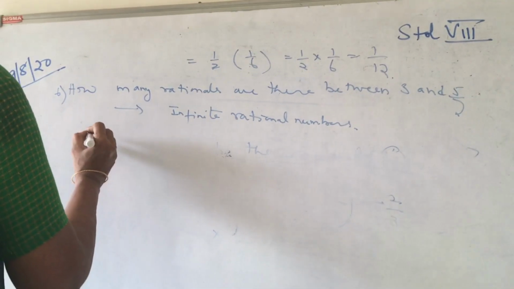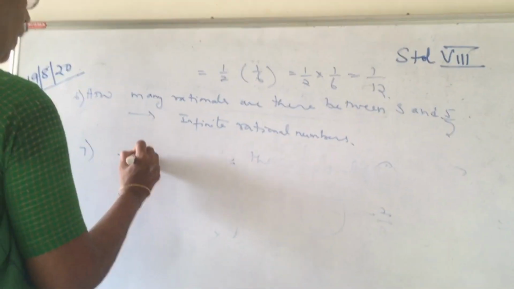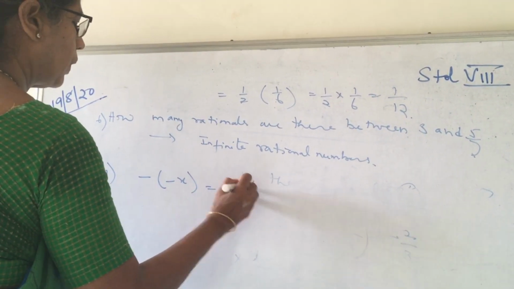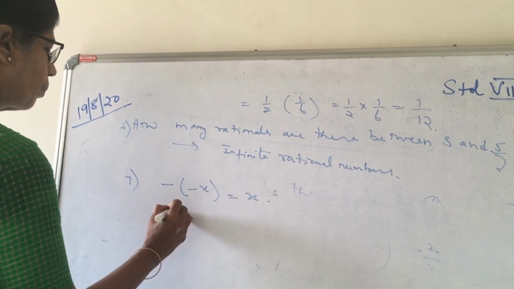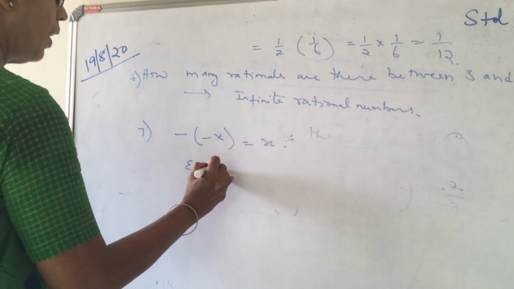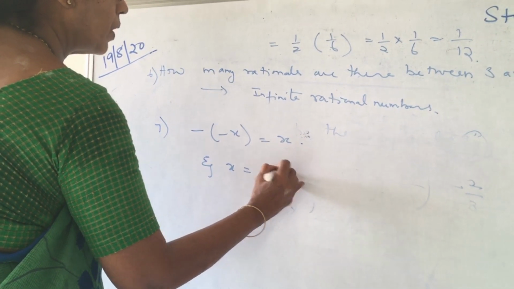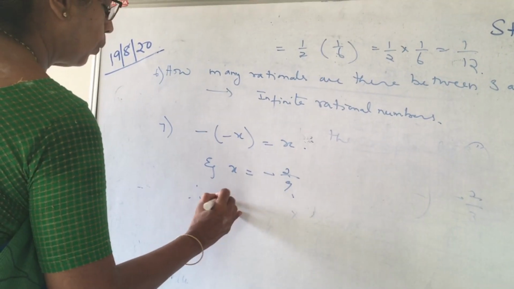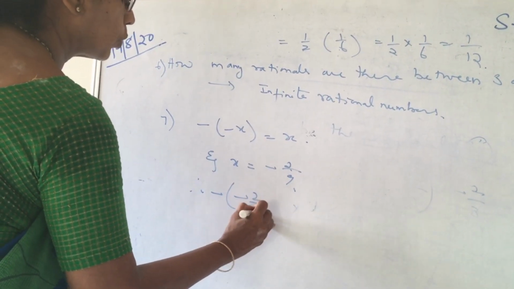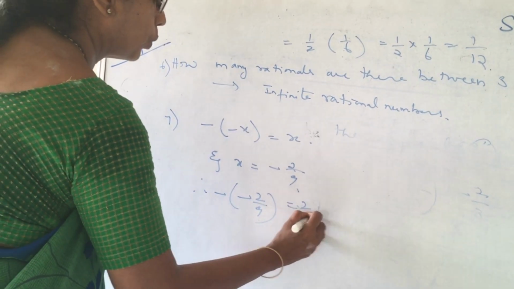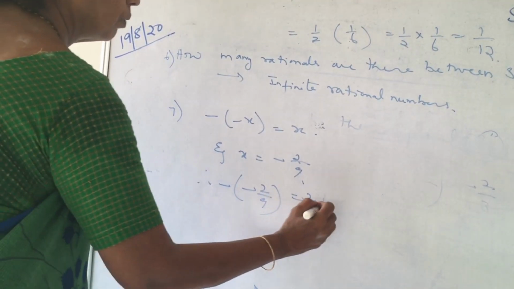Yes, children. 7th, minus of minus x is equal to x. Example, x is equal to minus 2 by 9. Therefore, minus of minus 2 by 9 is equal to 2 by 9. True.